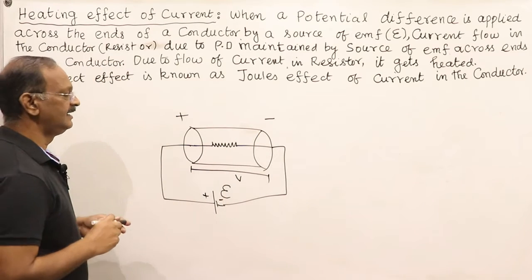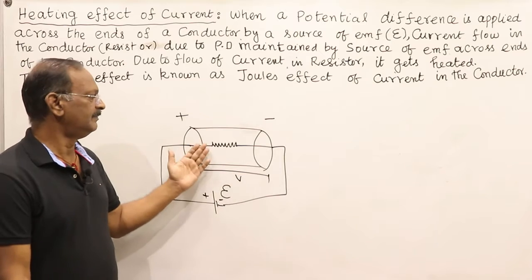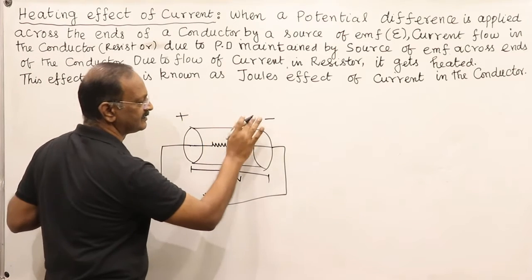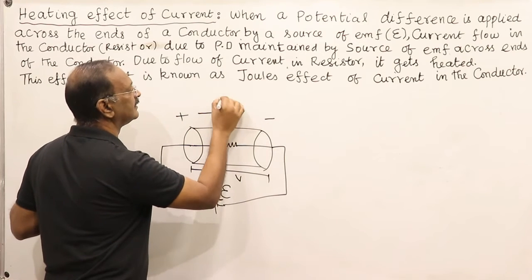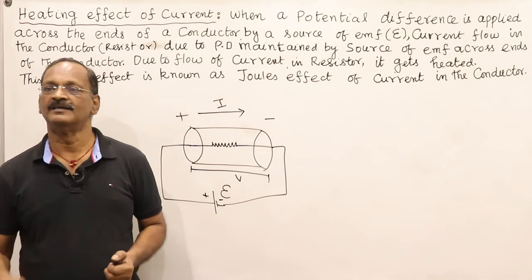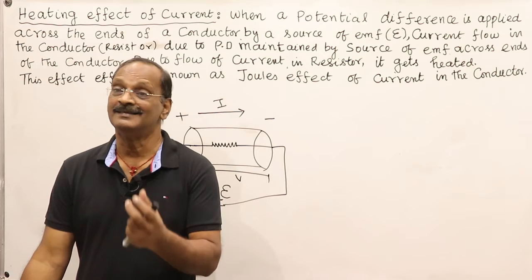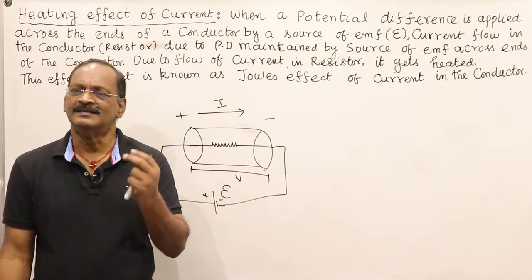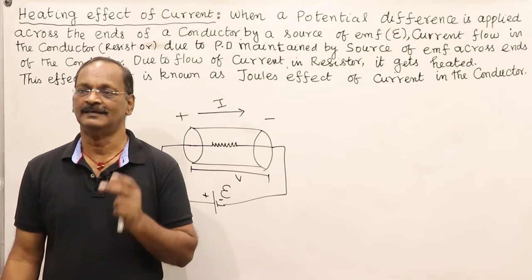A potential difference is developed across the ends of the conductor because of the difference in potential. This is higher potential, this is lower potential. From higher potential to lower potential, the current starts flowing. When the current is flowing, it heats the conductor because of the resistance inside the conductor. It is heating. This effect is known as Joule's heating effect of current in the conductor.